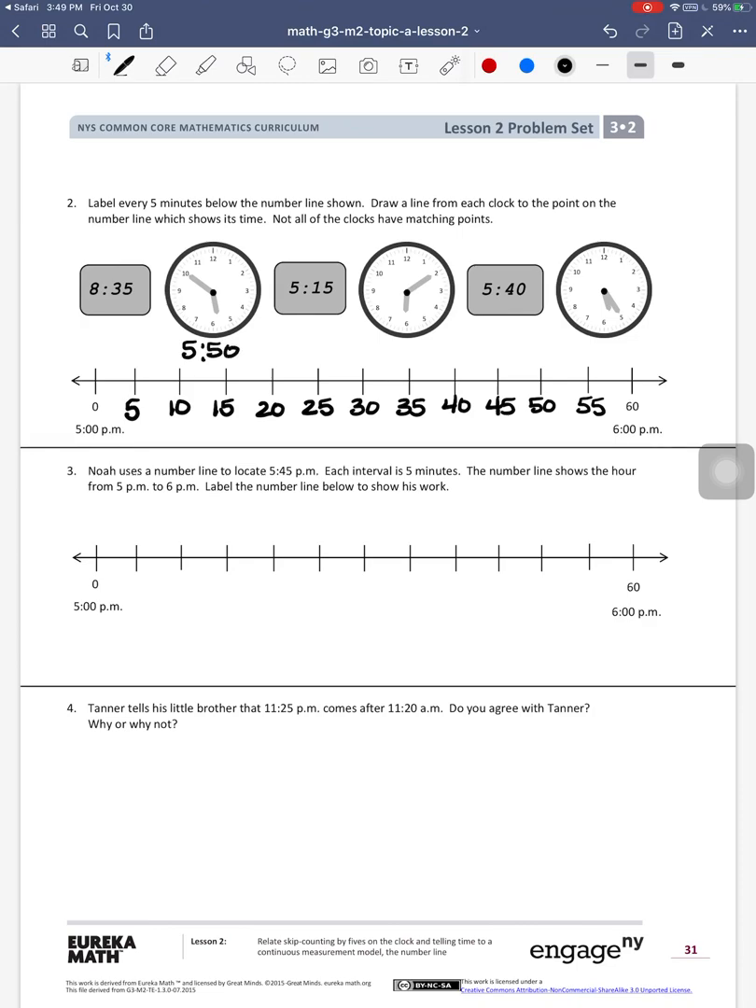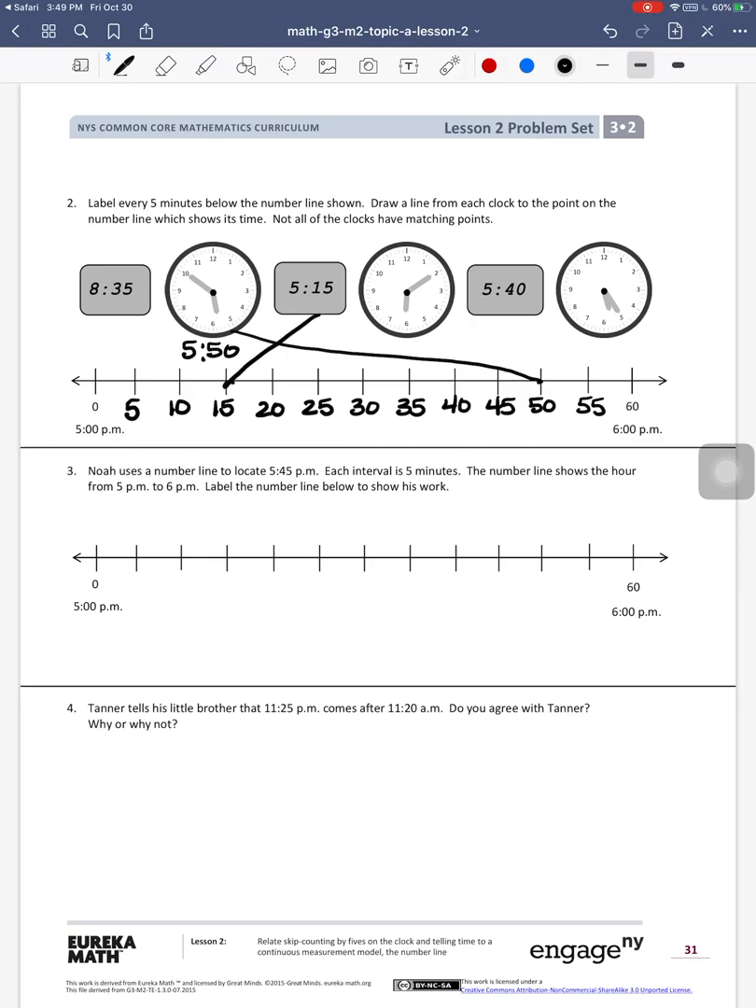Is 5:50 represented on our number line? It sure is, so we can draw a line from this clock to 5:50. Okay, next one, 5:15. Is 5:15 shown? Yes, because our line shows between 5 and 6. So we can draw a line from 5 to 5:15.